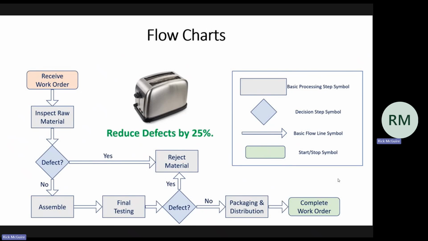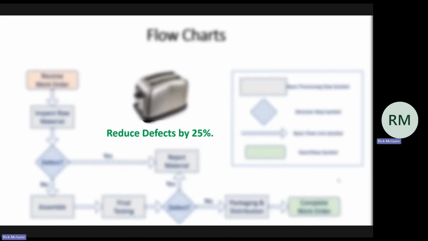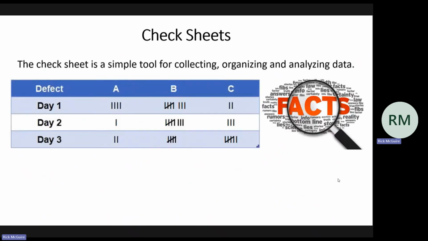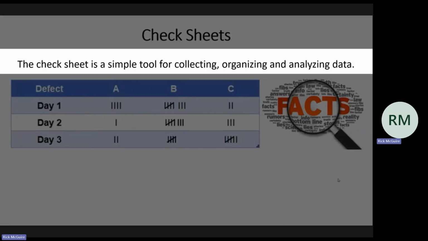And now that we have our process here, we're in that planning phase and we want to create a target, right? What sort of improvement are we going to make? And we want to reduce defects by 25%. Now, we can't make an improvement and we can't solve a problem without data. And we know that most of our defects happen during final testing. So now we need to collect a little bit of data, and this is where the check sheet comes into play. So the check sheet is a very simple tool for collecting, organizing, and analyzing data.